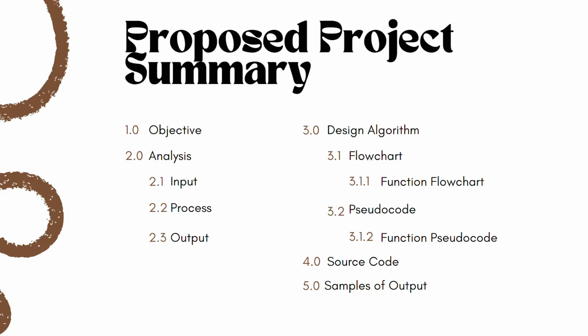In the project summary, we have objective in 1.0, analysis in 2.0, and in analysis, we have input, process, and output. After that, design algorithm in 3.0. We also have source code in 4.0, and lastly, we have sample of output in 5.0.